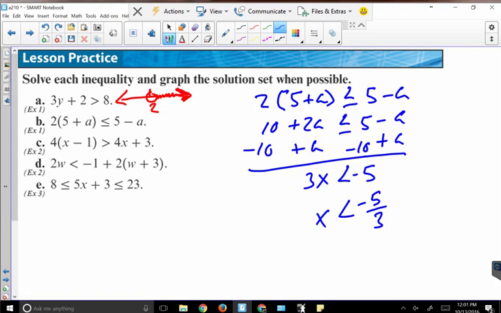So, what's the graph for this one going to look like? Well, the graph for this one would simply be, put the number. What am I at? Negative 5/3. Open circle, closed circle, open. Oh, yeah, you're right. Missed that. Yep, closed. Which way am I going to shade? Down. Okay.